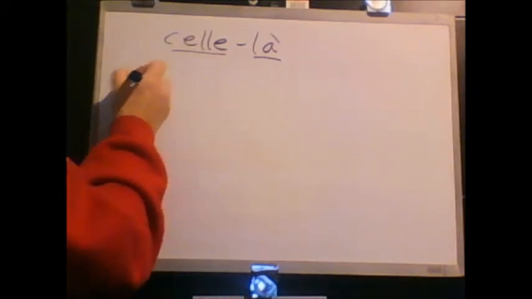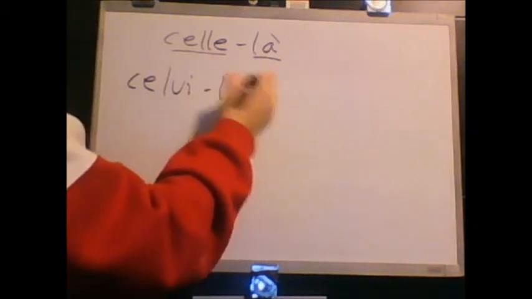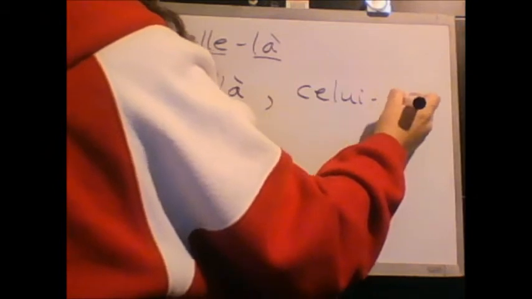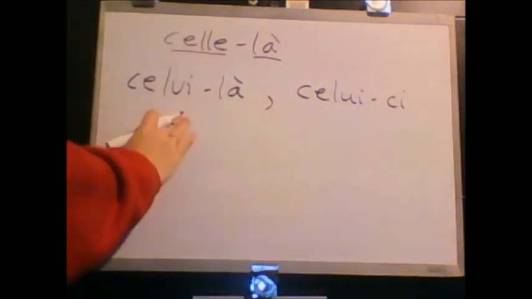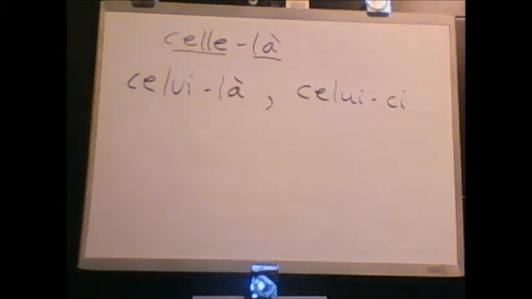So we got costume. We can see from the adjectives that the costume is not feminine. It's a masculine word. So we can say, what was it first? That one? Celui-là, and celui-ci. Okay? So that one is light blue. This one is dark blue.